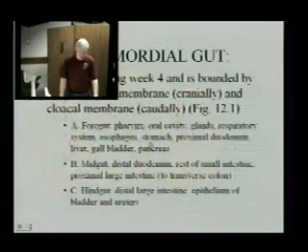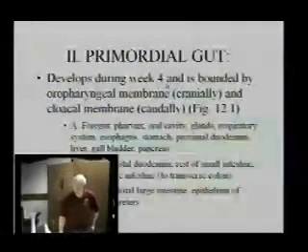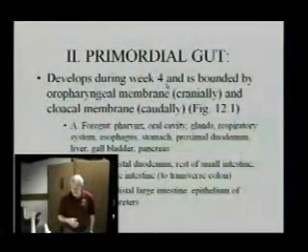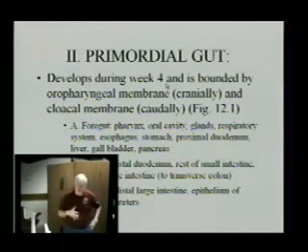So the primordial gut develops during the 4th week. So we'll see the 3-week embryo as we have seen all along. We've already had sufficient cranial folding and caudal folding. So by the 4th week, we've got a significant, at least initial, constriction of the body stalk.